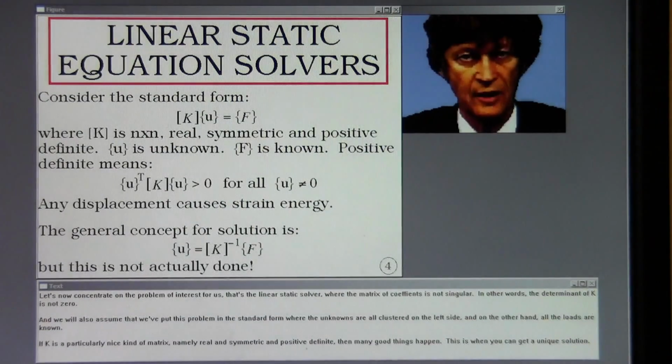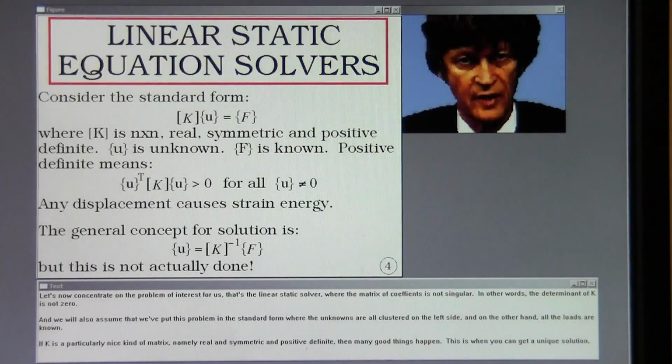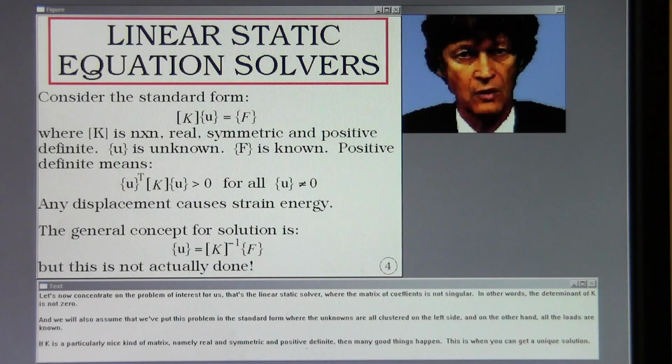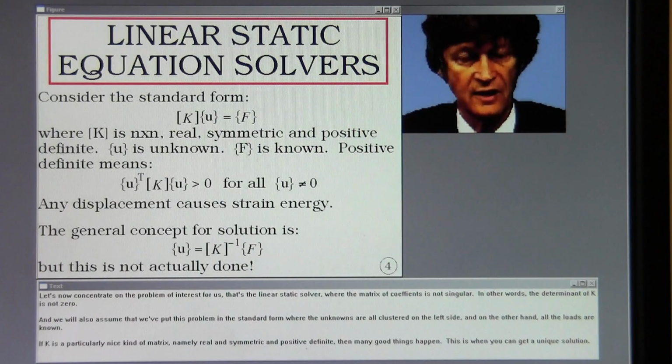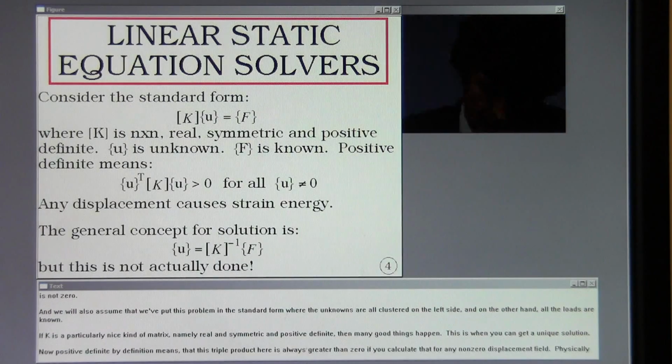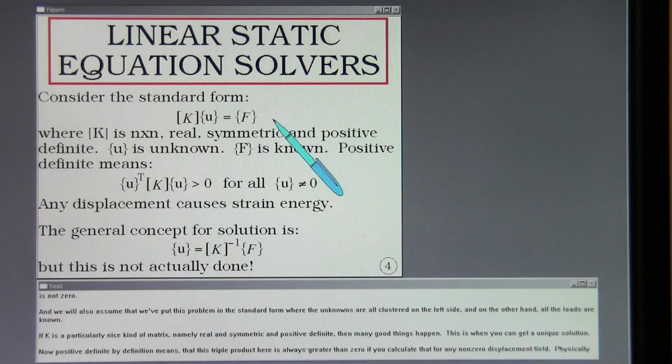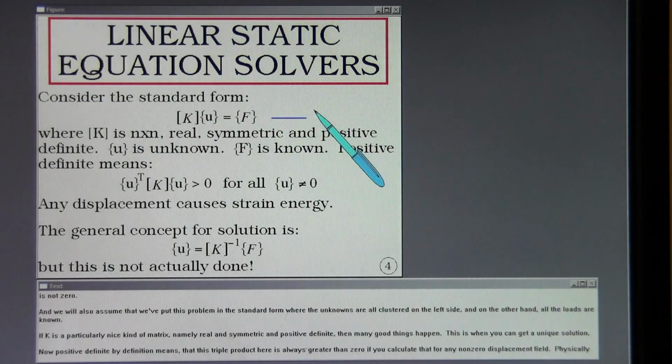Let's now concentrate on the problem of interest for us. That's the linear static solver, where the matrix of coefficients is not singular. In other words, the determinant of K is not 0. And we will also assume that we've put this problem in the standard form, where the unknowns are all clustered on the left side, and on the other hand, all the loads are known.